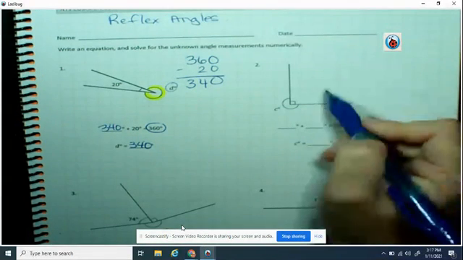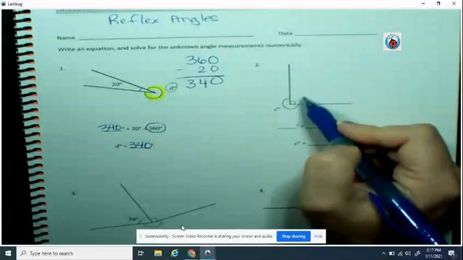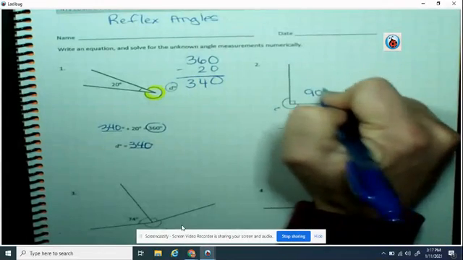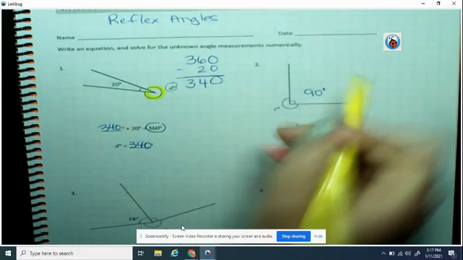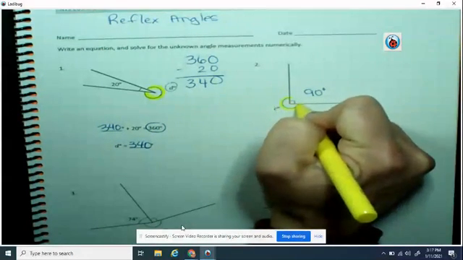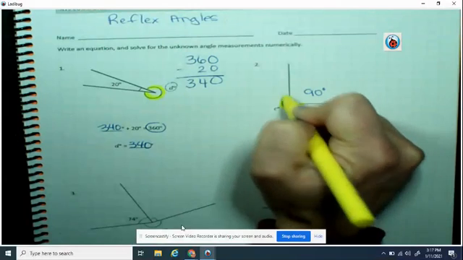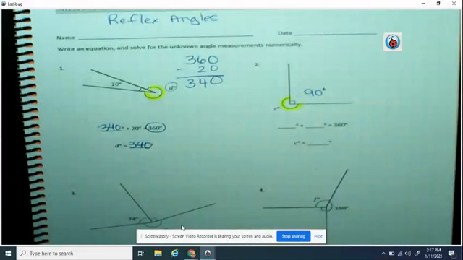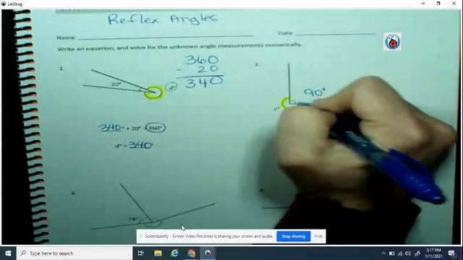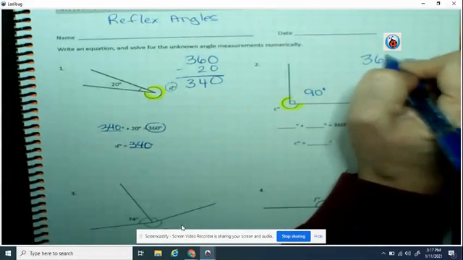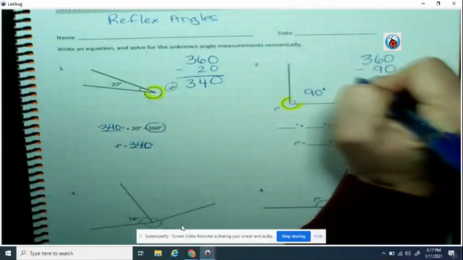Okay, so right here, this is a 90-degree angle. We know because it has that right corner right there. And then we have 360 degrees if we include the 90, but we're taking a 90-degree chunk out of that 360 degrees, okay? So think of that as a big circle with that piece of pie cut out. So I have 360 minus the 90.